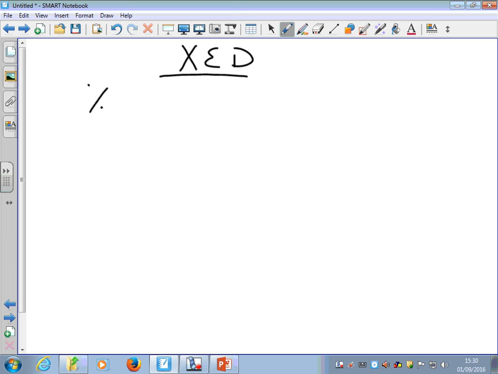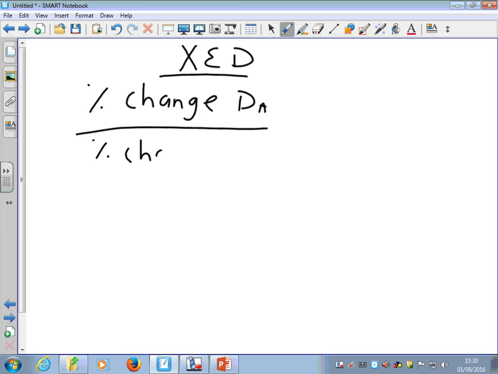Right, now with this we have a formula again. So percent change in the demand for good A over the change in price of product B. In other words, how B changing its price will affect the demand for A.